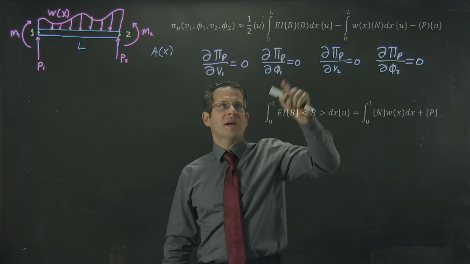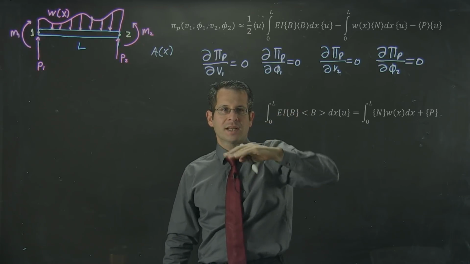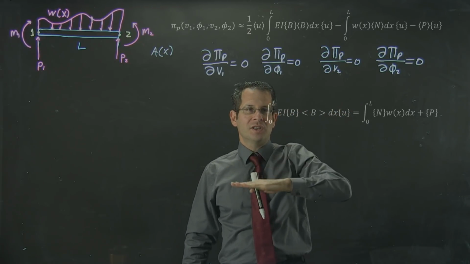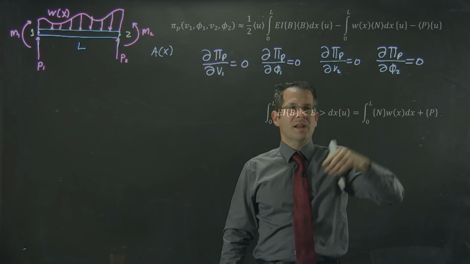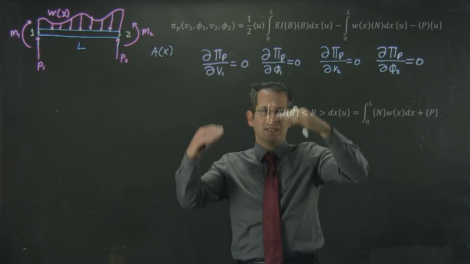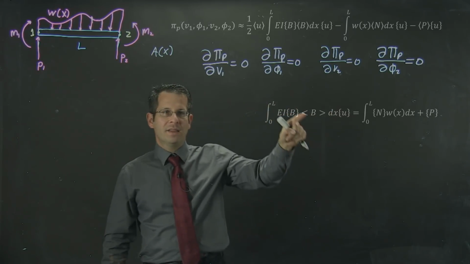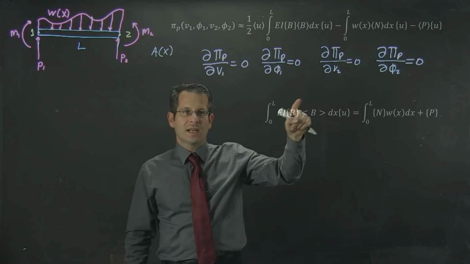Make that your first equation. This will result in an equation. Make that your second equation. This will result in an equation. Make it your third equation. This will result in an equation. Make that your fourth equation. Stack them all up, and you'll see that you'll get an equation that looks like this.